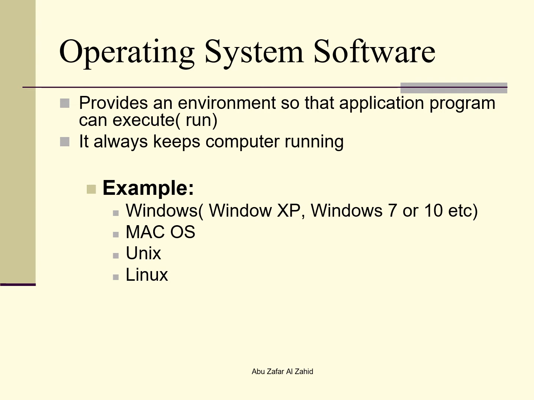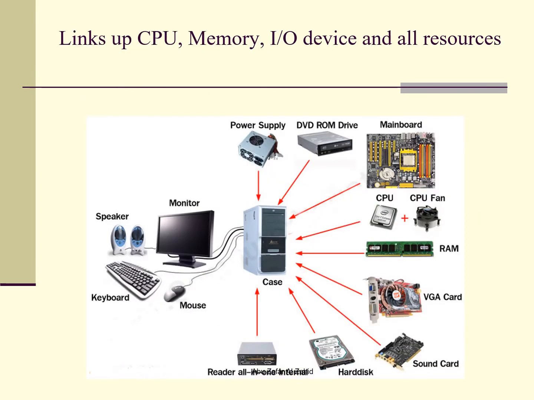There are various operating systems like the Windows operating system. Windows has various forms like Windows XP, Windows 7 or 10. Besides Windows, we have Mac OS, Unix and Linux. Unix and Linux are two open source operating systems. Others are not open source operating systems.